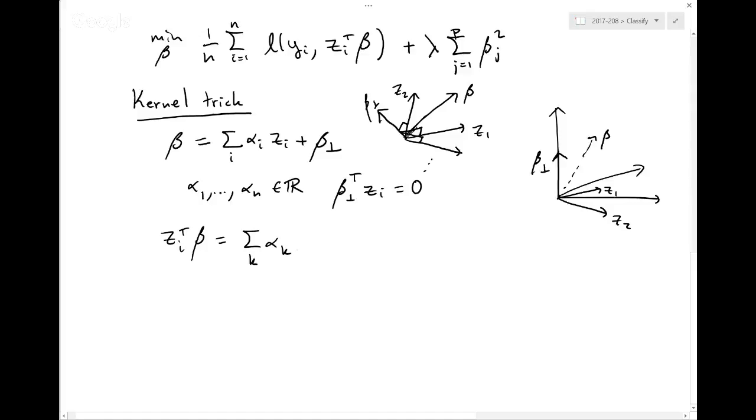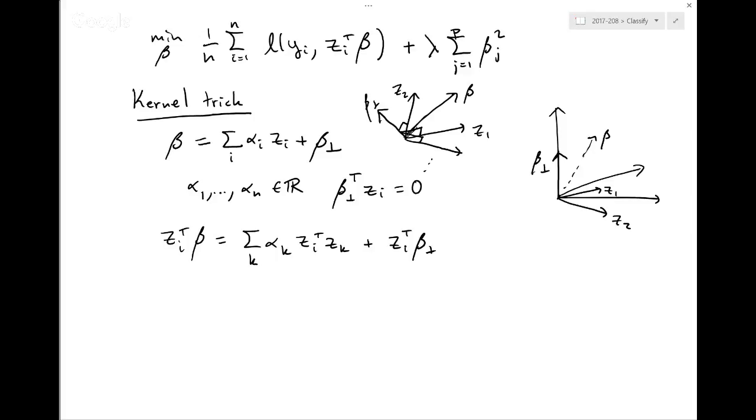I'll use K for something else later, but hopefully the context will be clear. Okay, so we have Z_i transpose Z_k plus Z_i transpose beta perp. I just plugged in the definition of beta here in Z_i transpose beta. I'm taking the inner product between Z_i and beta.